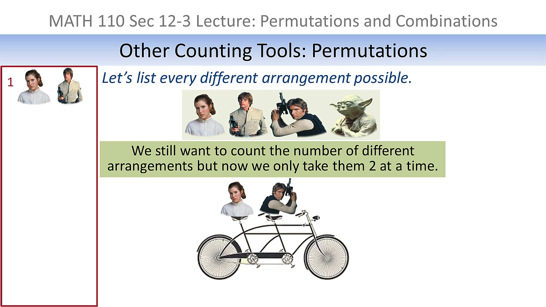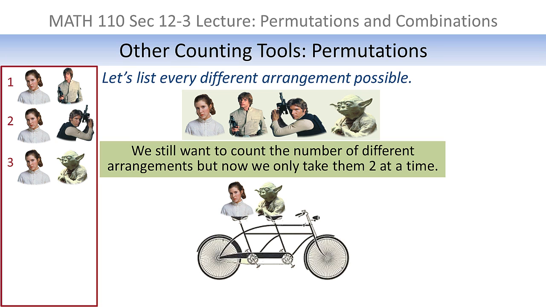Let's keep Leia on the back seat and put everyone else on. So I'll leave Leia on the back, but I'm going to add Han to the front instead of Luke. That's a second possibility. There's one more way that I can leave Leia in place, and that is to put Yoda on the front. And that's a third possibility. Now that we've exhausted every possibility with Leia on the back seat, let's now move and take Luke on the back seat.